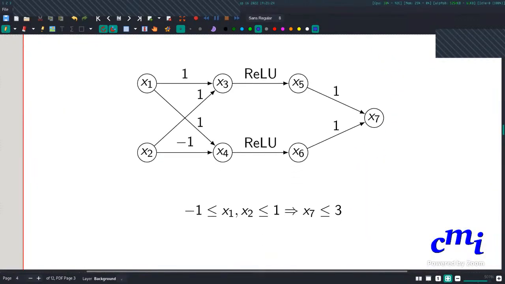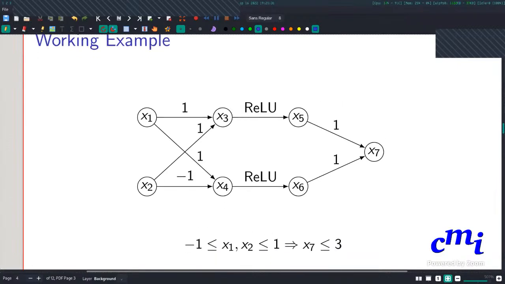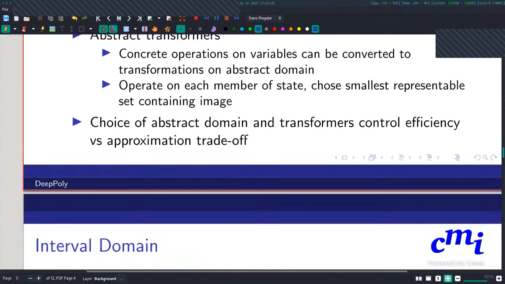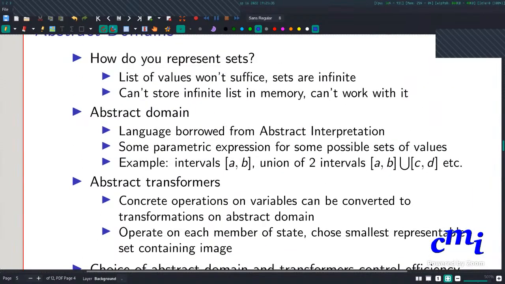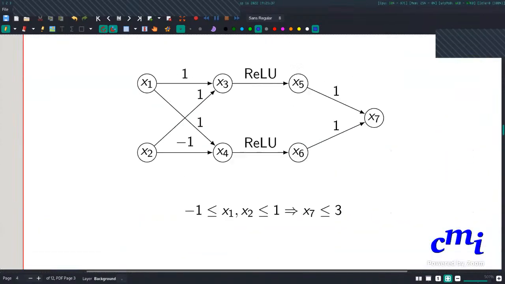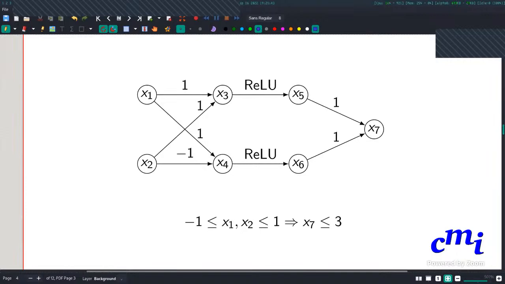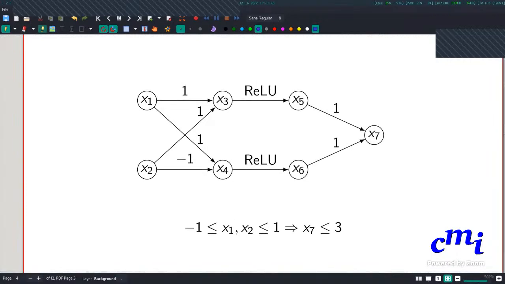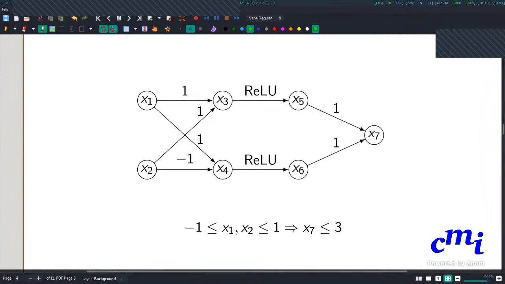So yeah, I'll just take 5 more minutes. I'll try to show how you can do some propagation through a network with intervals. Let's say that we have this network, and the input property tells us that both x1 and x2 lie in some interval which is -1 to 1, right?